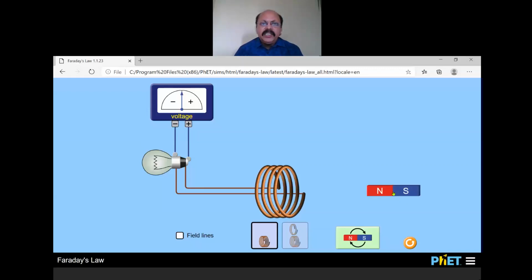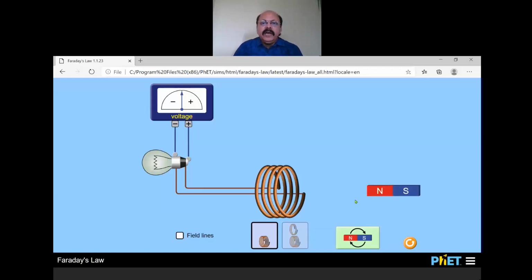If the magnet is stationary and the coil moves towards the magnet, then we get a similar result. So that's why we say that it is the relative motion between the magnet and coil that is responsible for the production of induced current.